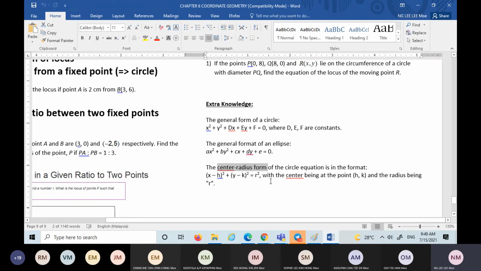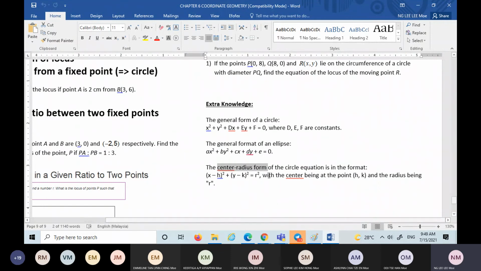I don't know when you can apply this, but you can just remember. The center of the circle will be (h, k), if you are able to write the circle in this form, and the radius is the r here. So this form will be (x minus h) the whole thing squared plus (y minus k) the whole thing squared equals r squared. This one we call the center radius form of a circle.